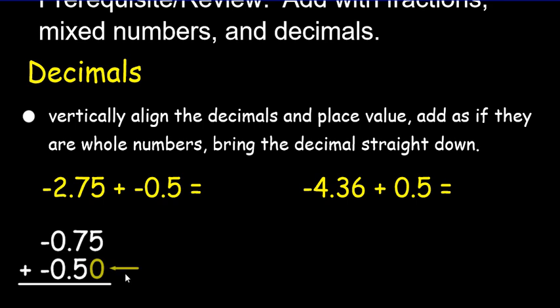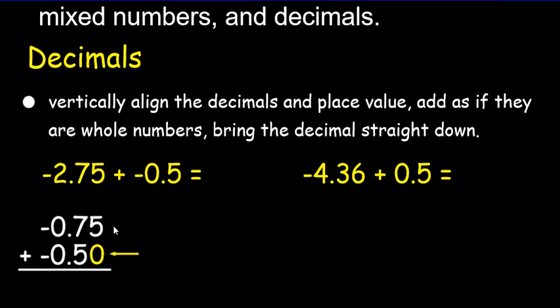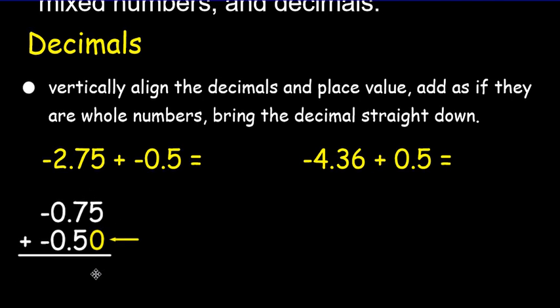If you want to annex the 0, you can, to help keep your place values lined up. It won't change the value. Now we add as if they're whole numbers. 5 plus 0 is 5, 7 plus 5 is 12, and we end up with this. Finally, bring the decimal straight down. Notice they were both negative, so it's just like adding two positive numbers.